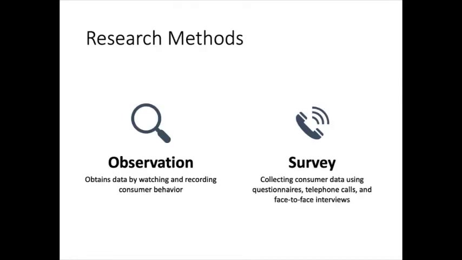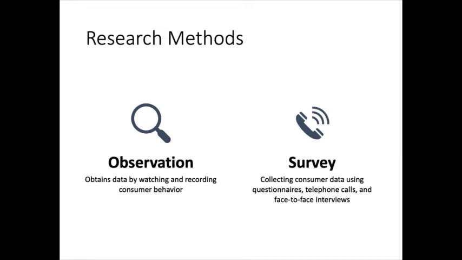So from here we talk about different research methods that might be used if you're looking to collect primary data. There is, of course, observation, obtaining data by watching and recording consumer behavior. This can be extremely useful as long as you make sure you're collecting data from the right type of consumer and from a sufficient number of observations in order to collate sufficient data.